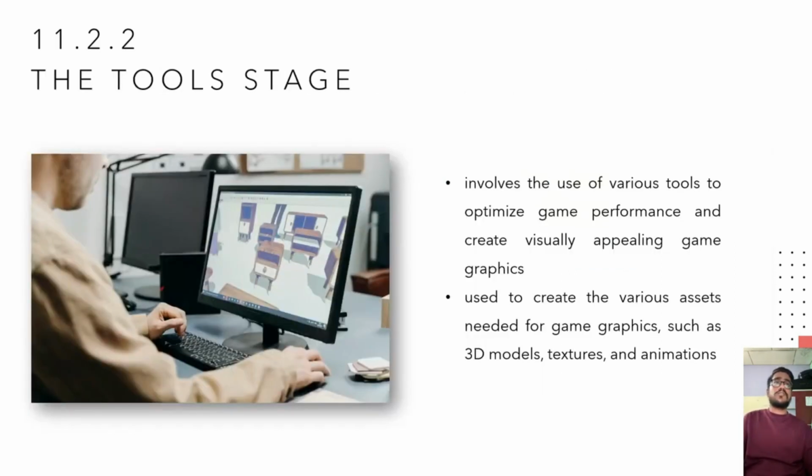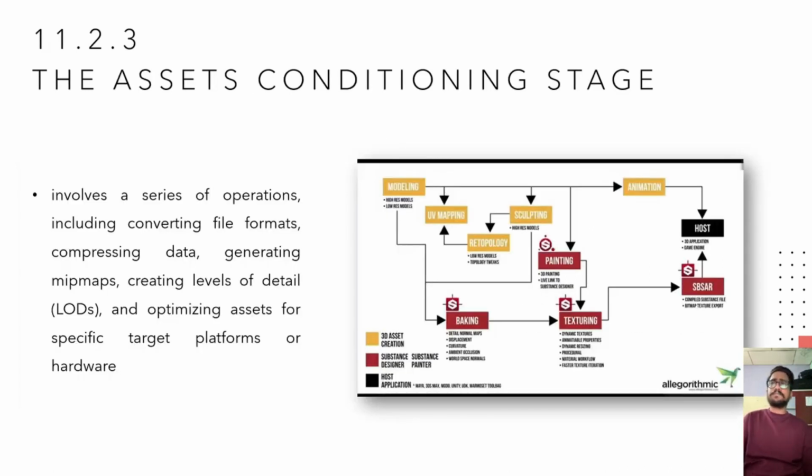This involves the use of various tools to optimize game performance and create a visually appealing game, for tools that developers and graphic designers use to create models, textures, and animation. Next is asset conditioning. It's just a series of operations such as converting file formats and compressing data. So we use all of this to create the end result of the game, because there are all the different components and also optimization that we need to do to create the final game.